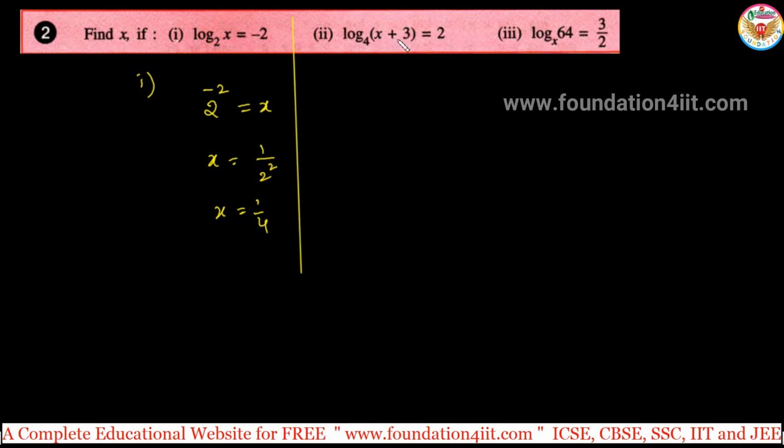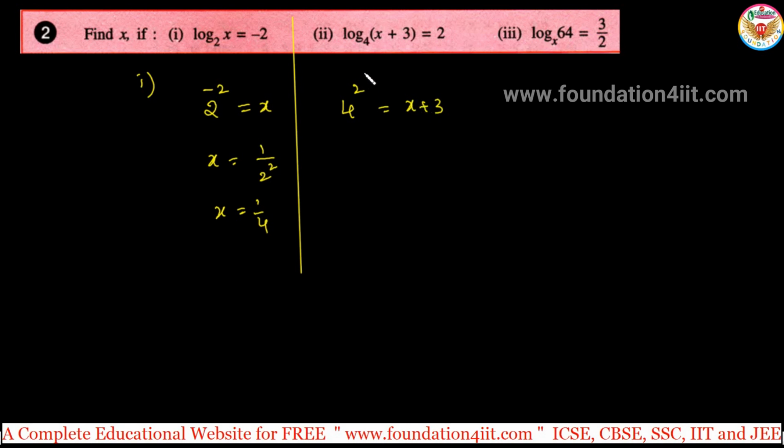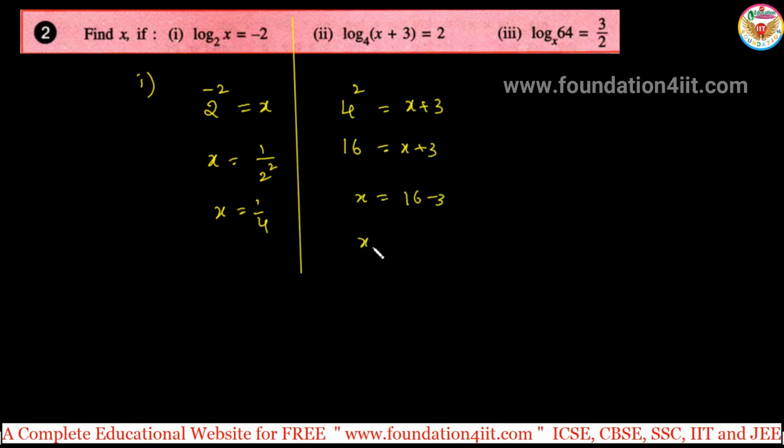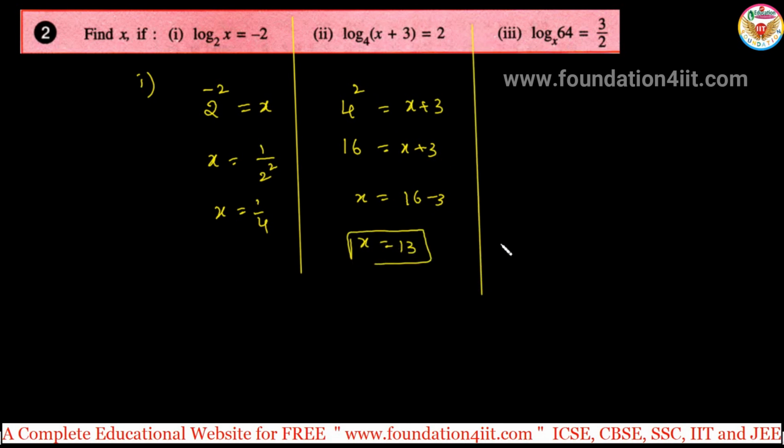Log of x plus 3 to the base 4 is equal to 2. So 4 to the power 2 is equal to x plus 3. Then 16 is equal to x plus 3. Then x is equal to 16 minus 3. x is equal to 13. 13 is the value. Same with the third one.